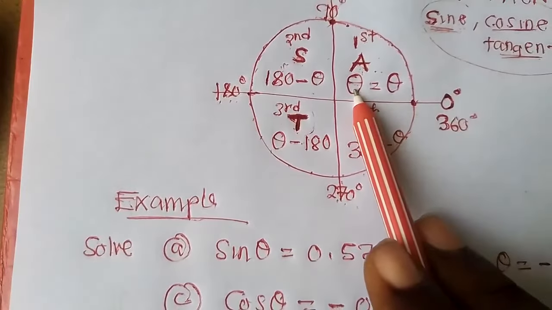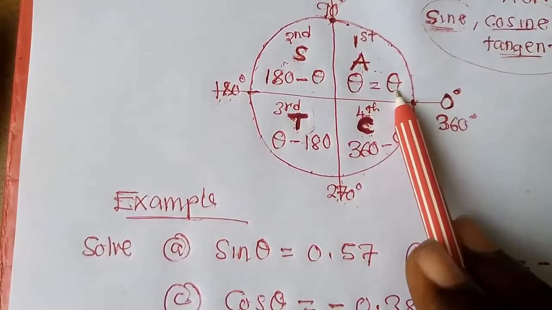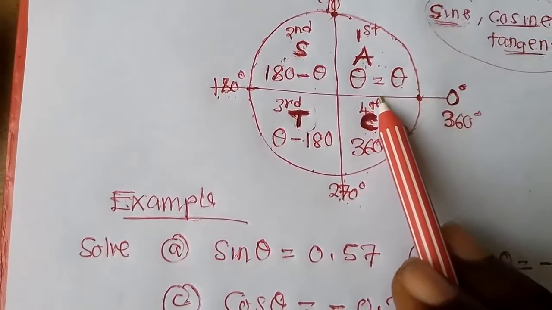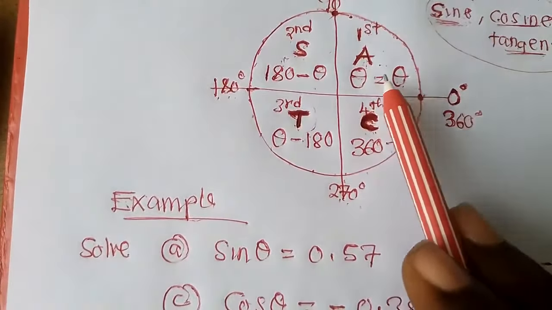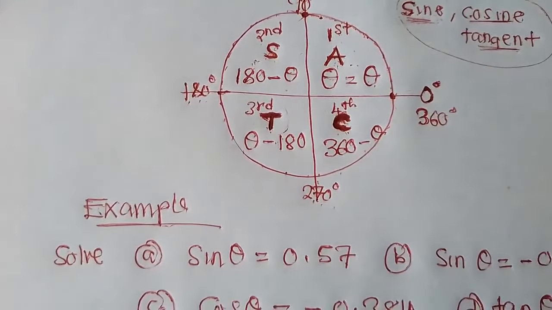First quadrant, angle is equal to angle. Theta is equal to theta. This is what you need to know and understand. These are principles that you need to know and understand. I don't want to bring in reference angles because I'm going to confuse you at your level. I just want you to get this principle. This will help you very much.